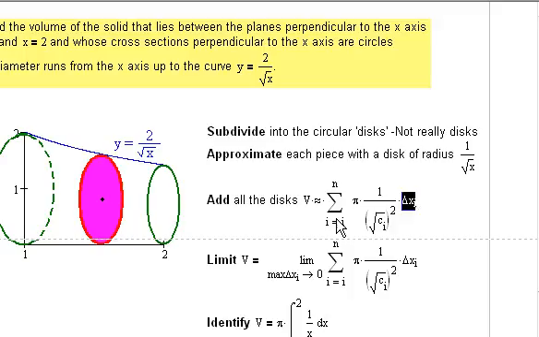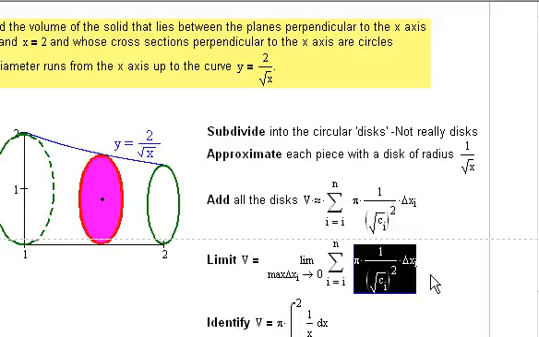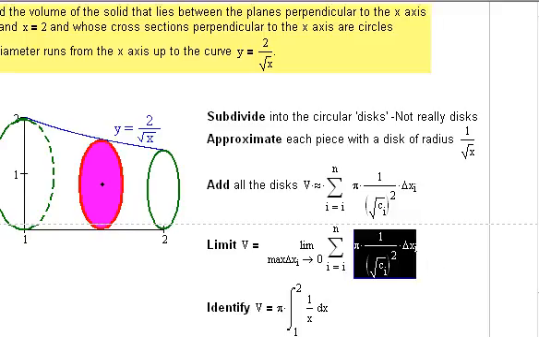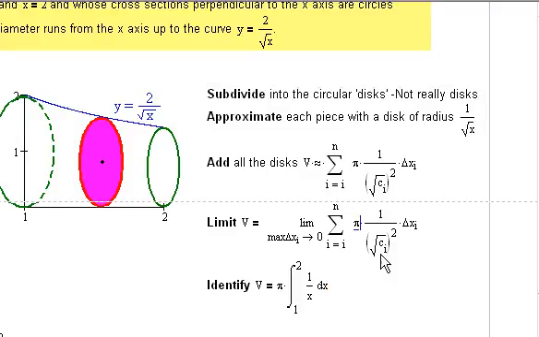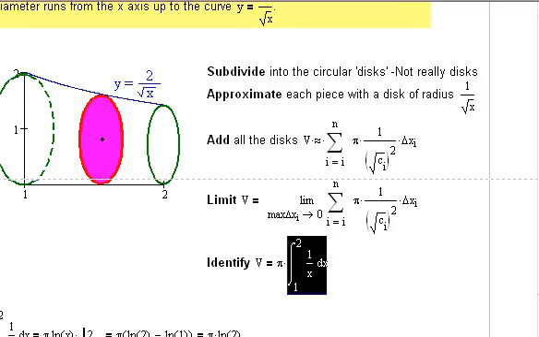There's the thickness of the disk, and so the limit, of course, is going to be as the maximum of those goes to 0, the same expression, that sum. But now when we see that sum, we say, well, if pi factors out, this is just going to give us 1 over the square root of x squared, which is 1 over x. So in other words, identify this integral in there, and that's not terribly hard to do.